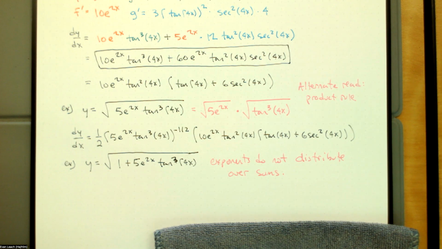So I'd have to do 1/2 of all that junk to the -1/2 times the derivative of that junk, which is actually the same as the previous one. So there's not a lot of extra work going on here, but we cannot read this as a product rule because of that plus. That plus just messes everything up. Because exponents do not distribute over sums.